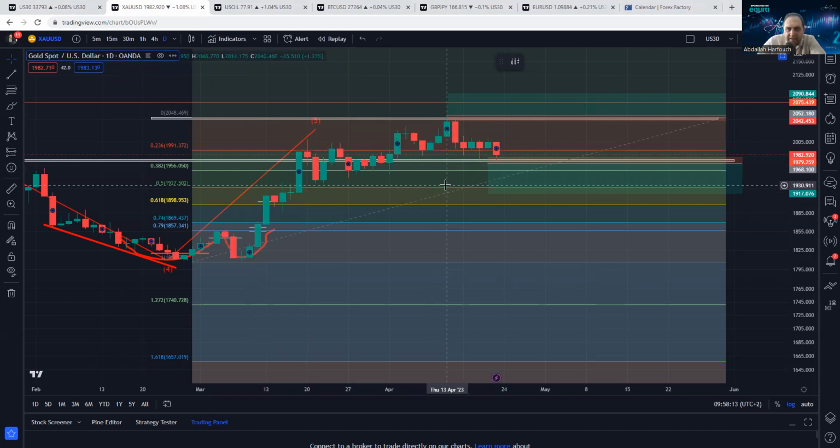TP3 will be 1943 and TP4 will be 1930, around the 50% retracement. And for the buy, if it opens, makes a wick down and starts to push back up.